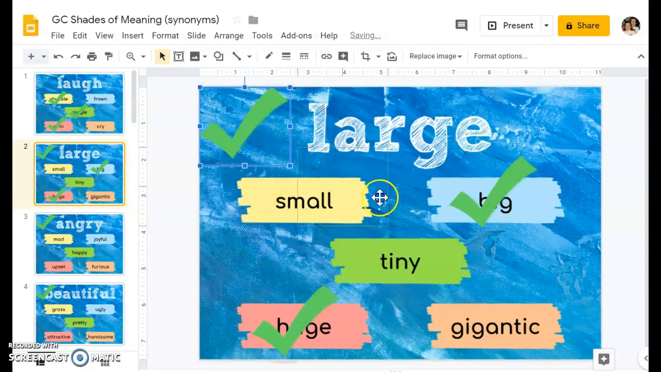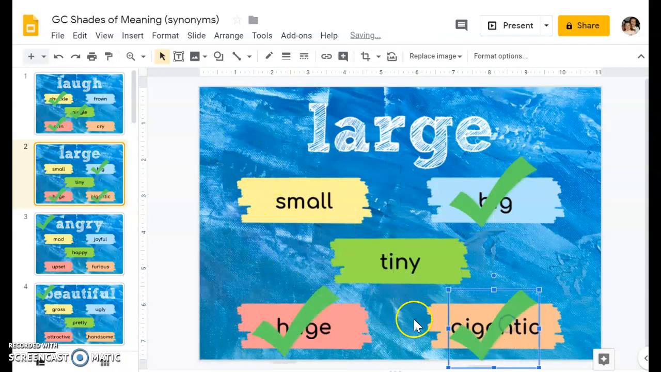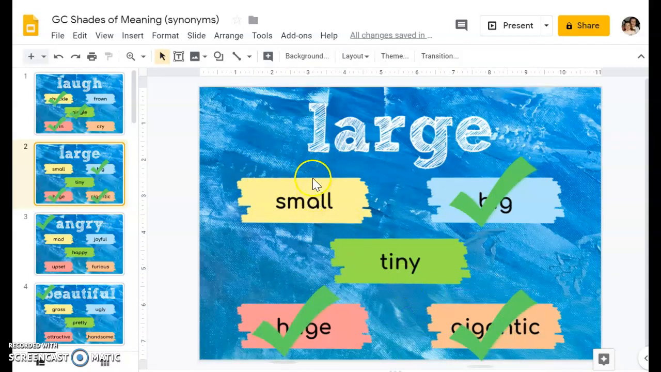huge, and gigantic. And again, the words that are left over are my antonyms, or words that mean the opposite. Small and tiny are the opposite of large.